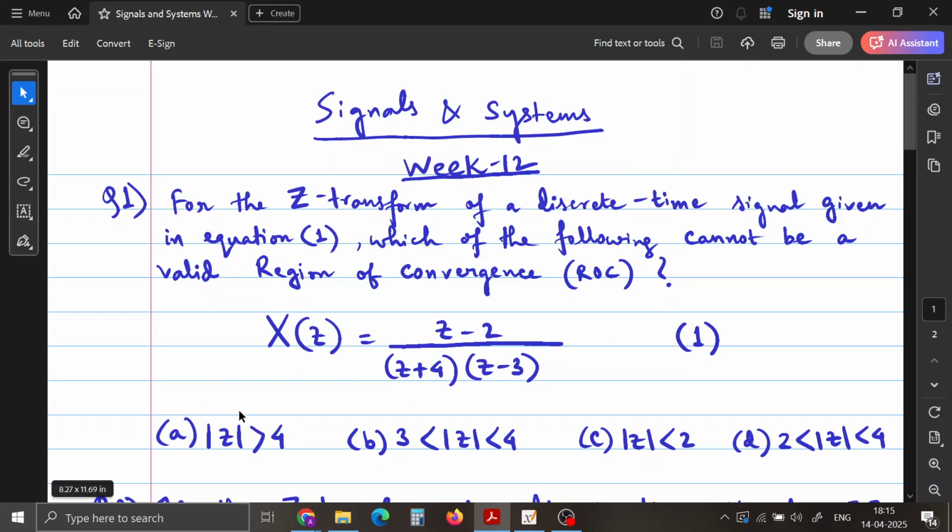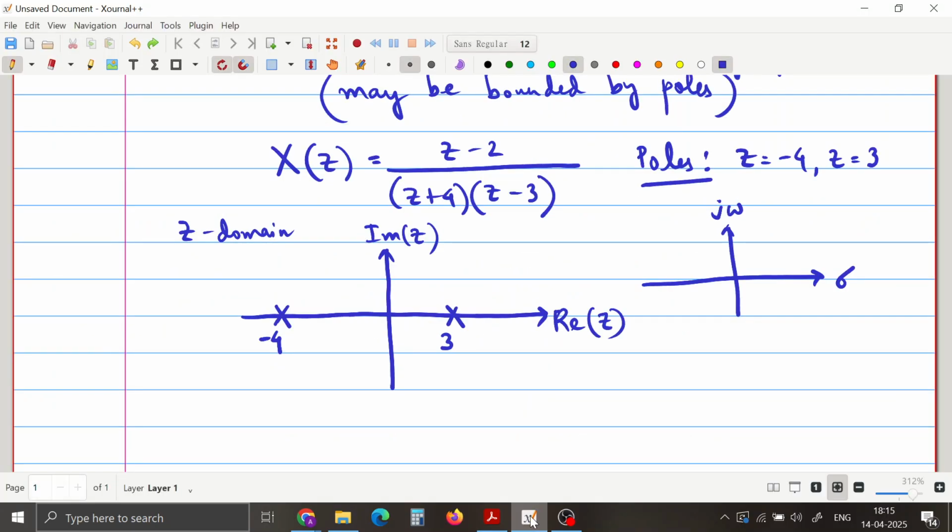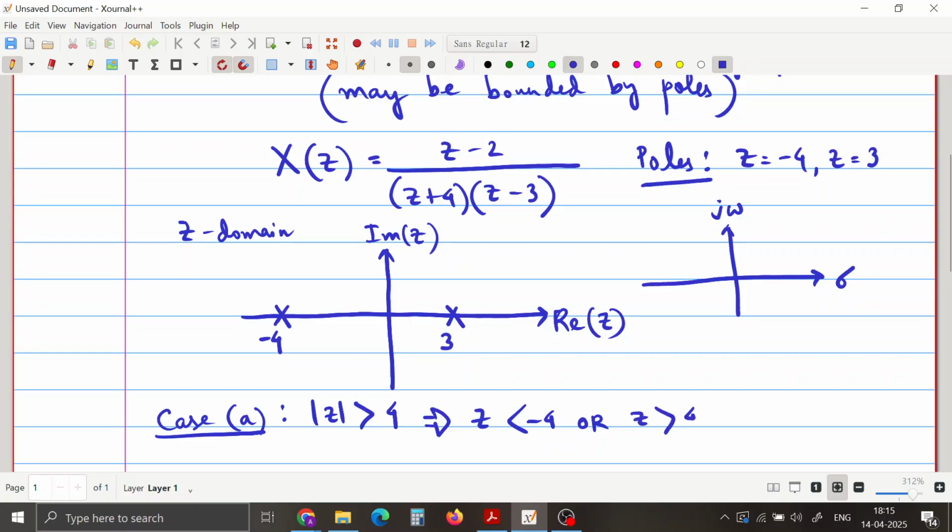Okay, so the first option is mod of z greater than 4. So case A, okay, case A is saying mod z greater than 4. What does that mean? Mod of z greater than 4 means that z is either less than minus 4 or z is greater than plus 4.